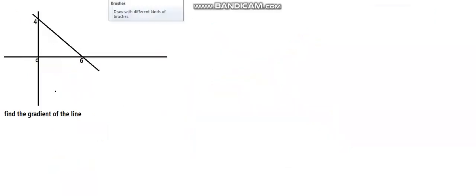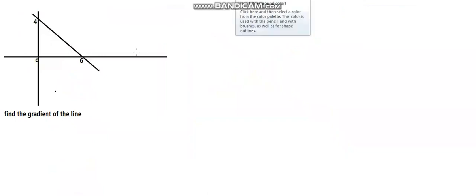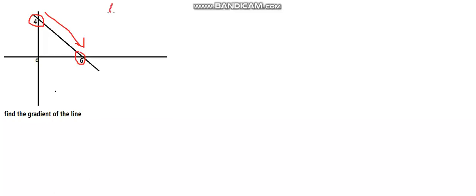We have this other example which says find the gradient of the line. Now we have this point and this point. Careful, we need to see: is this line going down or going up? This line is sloping downwards. Our first values of x and y will be this, followed by this. So our coordinates are as follows. On the y-axis, x is 0, so we have (0, 4). Then here, x is 6, but y is 0.